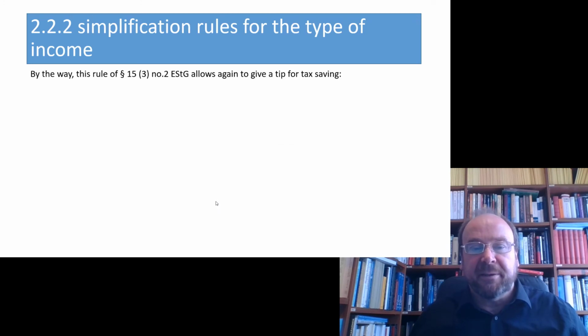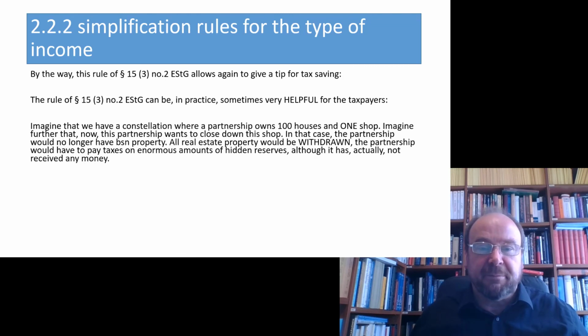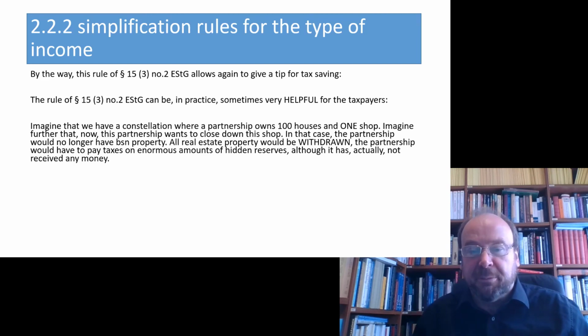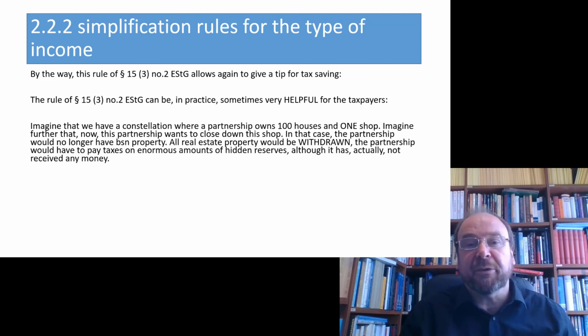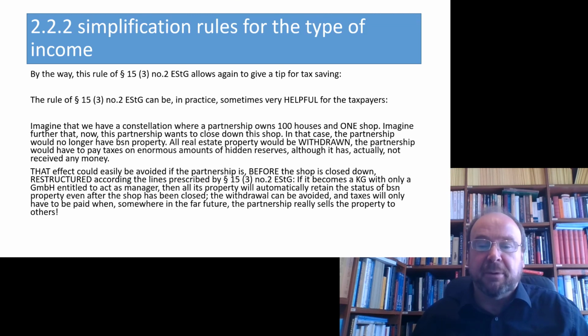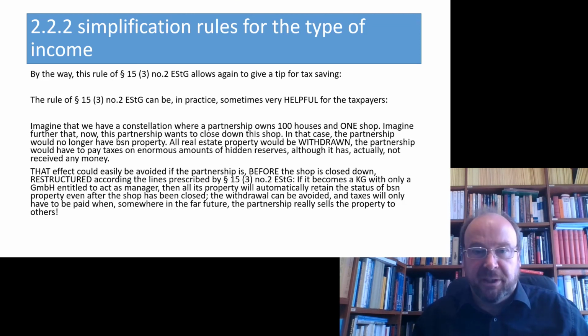So this is nice to understand, and it can also give us a tip for tax saving, because sometimes it can really be helpful to set up such a construction. Imagine again, we have our 100 houses in the OHG and the one simple small shop. Now we want to close it down. That would bring along the withdrawal of all the houses, because now we would have lease and rent income. Now a good tax advisor would say, no, before you close down the shop, you are going to restructure the partnership into a GmbH and Co. KG.